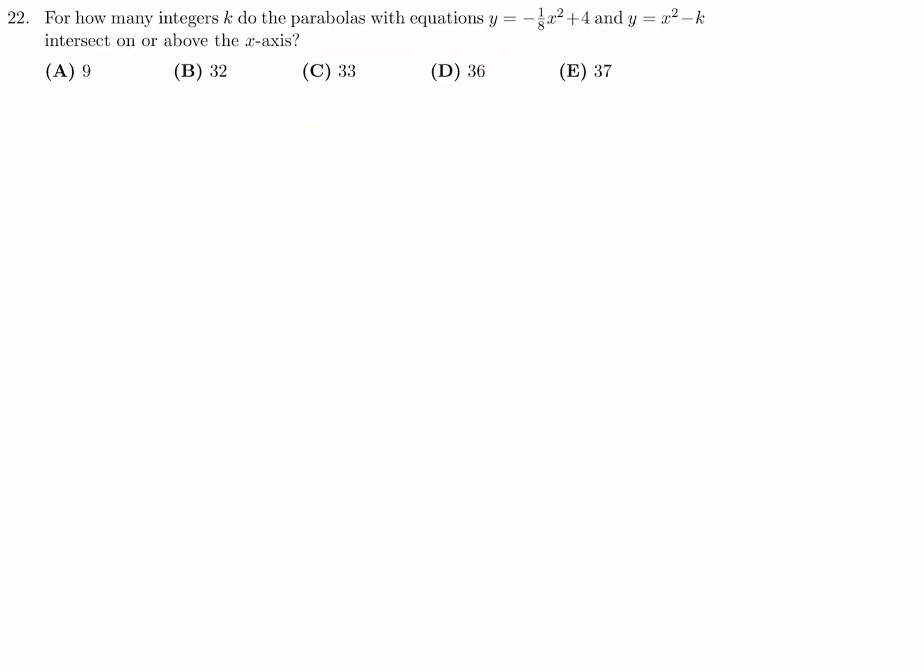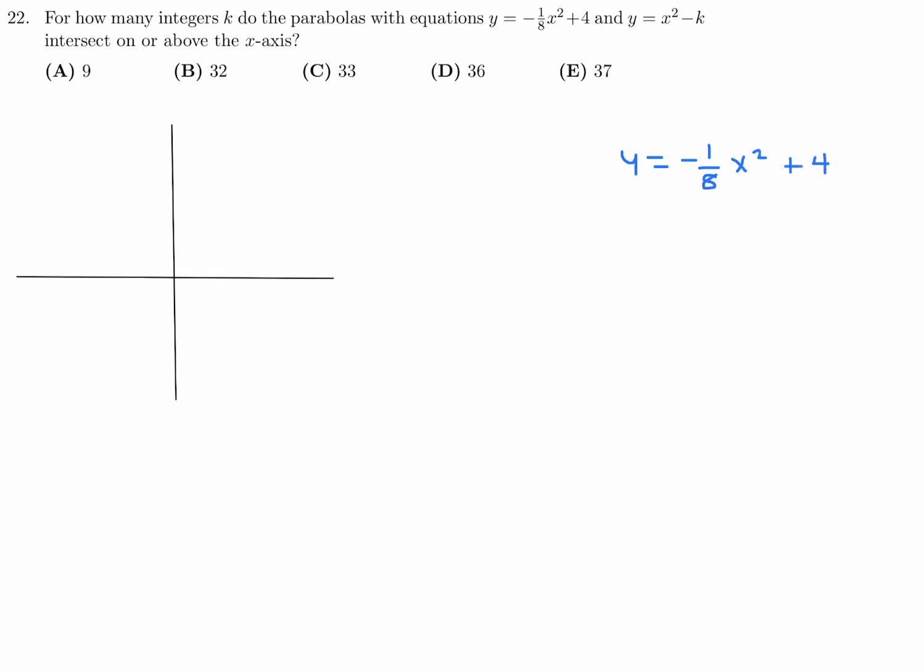For how many integers k do the parabolas with equations y equals negative 1/8 x squared plus 4 and y is equal to x squared minus k intersect on or above the x-axis? So we can figure out, first and foremost, this equation, because that does not have any k's in it. So that is y is equal to minus 1/8 x squared plus 4.